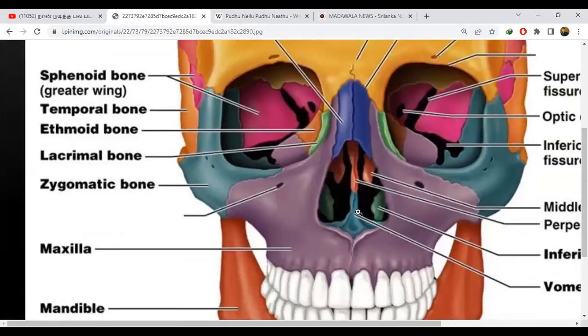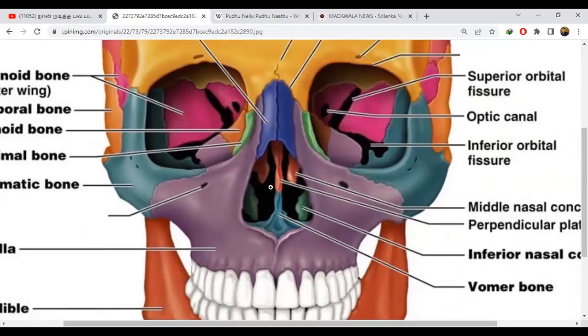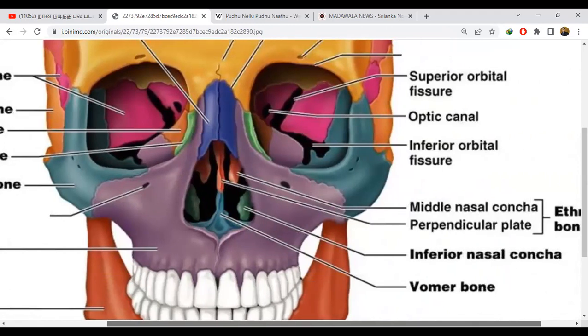Here, this lower part. Most of us think this upper part is there too. No, it is two separate pieces. You will be seeing that one as a single piece. Right. Anyway, this picture is okay to show you the concha.